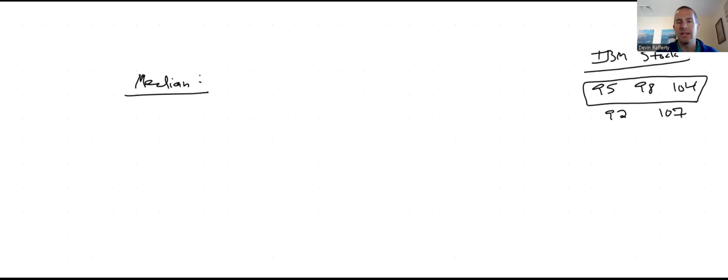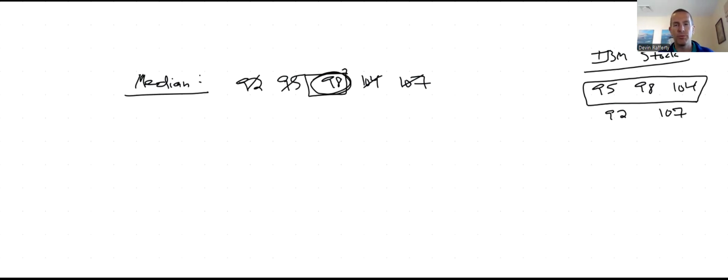So let's take our data set here: 92, 95, 98, 104, 107. Let's put it in ascending order. We have 92, 95, 98, 104, 107. Once you line them up in ascending order, the median is simply the middle number. Okay, so this is the median because we go 1, 1, 1, 1. This is the middle number. It's the number in the middle. So 98. 98 would be the median.